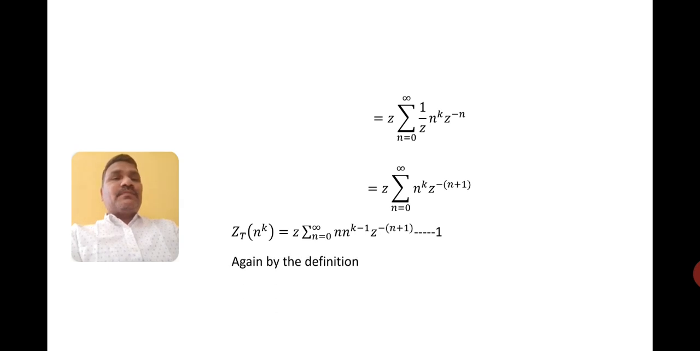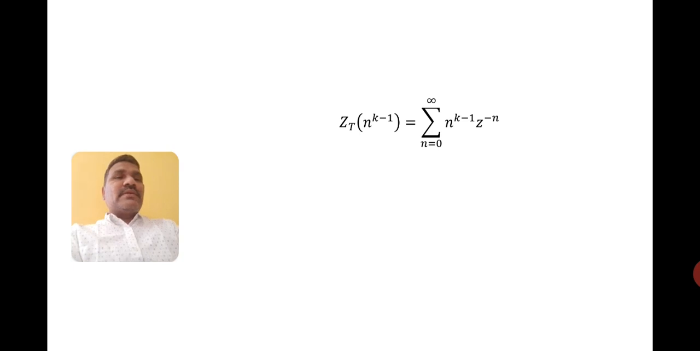Once again by the definition, if I want to write the z transform of n to the power k minus 1, it is equal to summation n runs from 0 to infinity, n to the power k minus 1, z to the power minus n. This is the same thing I have done here. Now, as in that proof we needed the differentiation, I want to do differentiation with respect to z.